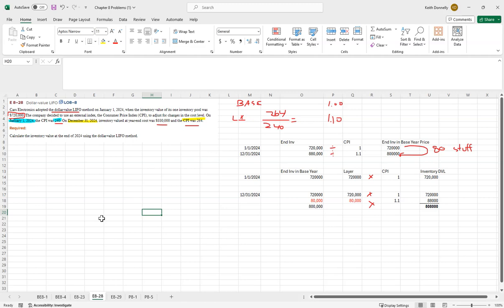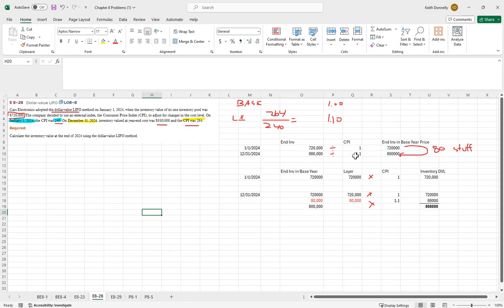So again, what did we do here? This one's a little bit tricky, it's a little bit new. The first thing we had to do is figure out the CPI, do the little equation. For the first layer, it's 1.10. We use that down here whenever we deal with the first layer. Originally, the underlying base amount, a dollar a day is a dollar a day, so we can use 1.0. All right, so what we do is take the ending inventory, what they give us, 720 and 880.